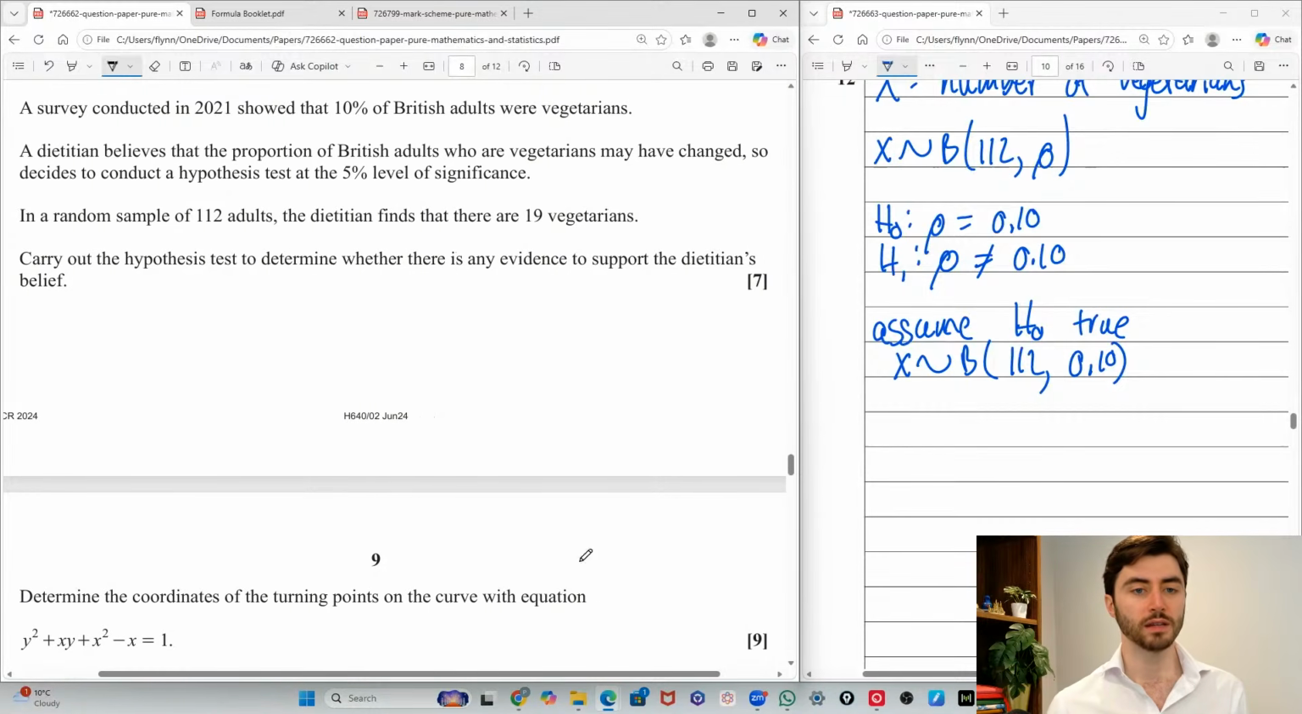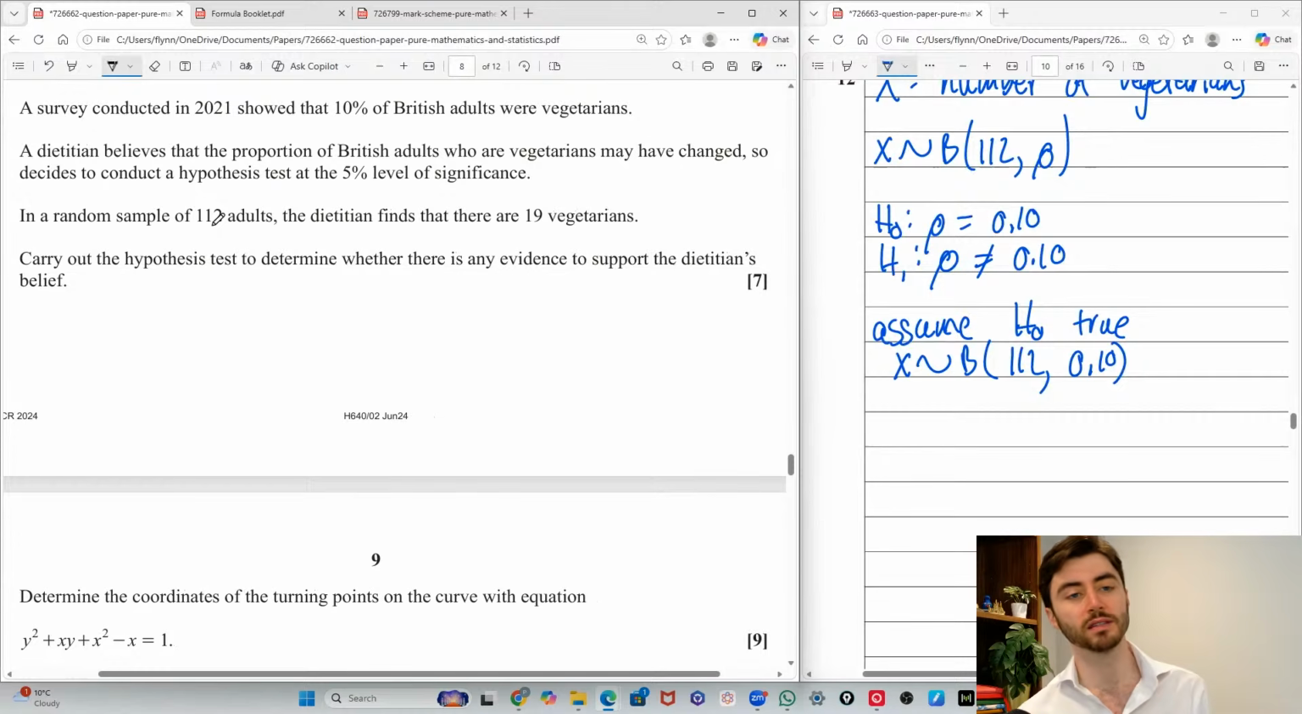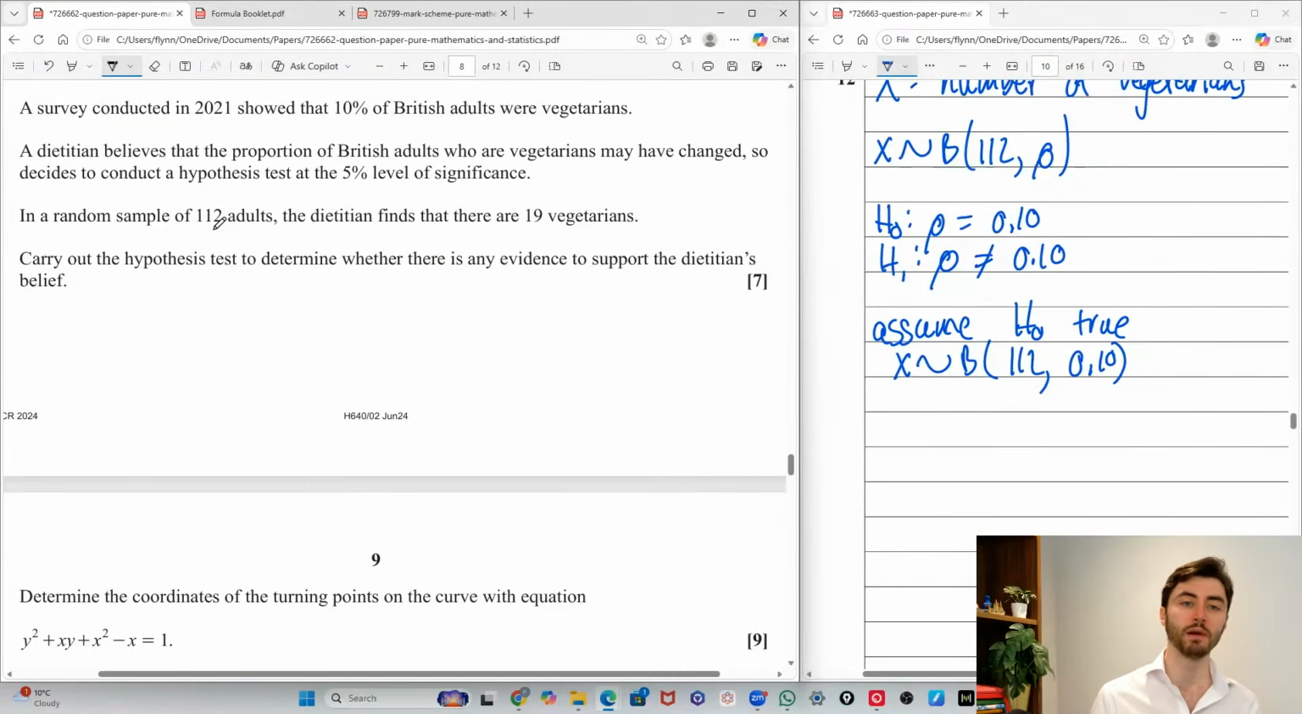They find 19. Now, how many would we expect? We would expect 11. So that is above the expectation value, which means this is going to be in the sort of right-tailed region.